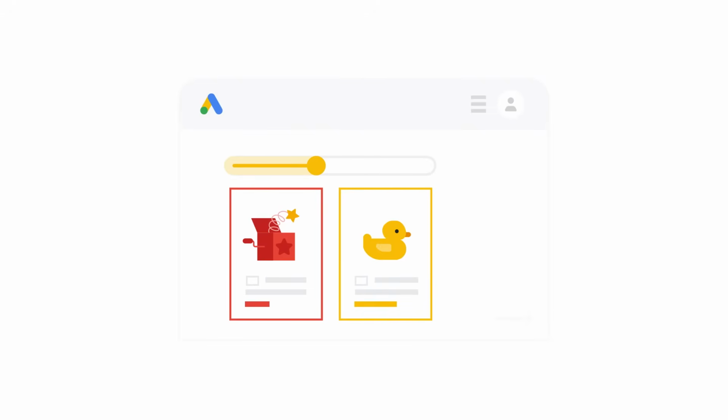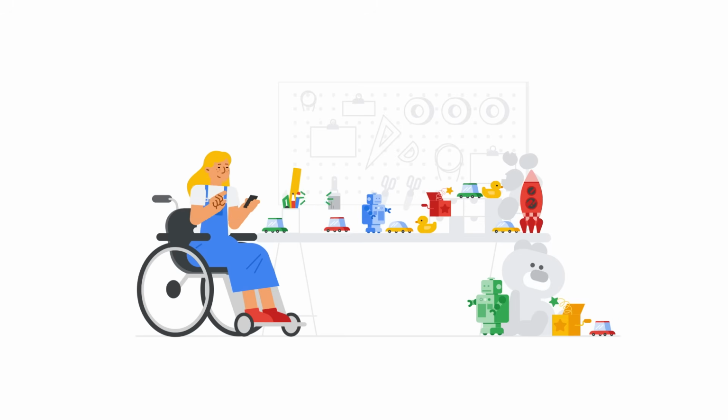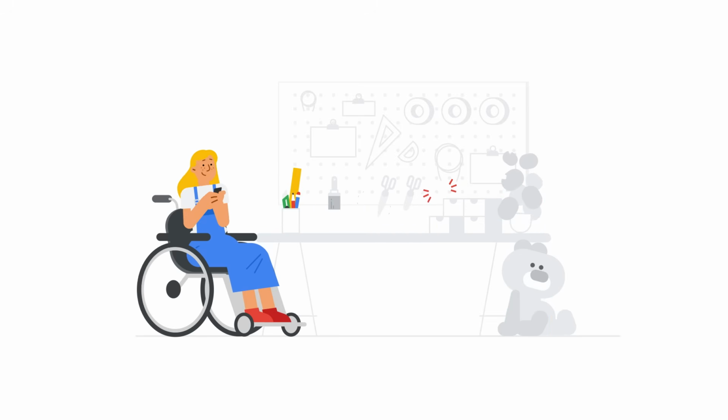Smart campaigns improve over time as they learn how customers interact with your ads, and you only pay when people click, call, or view. With smart campaigns, you can feel confident that your ads are delivering you real results, giving you more time to run your business.